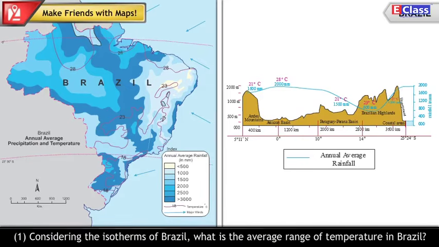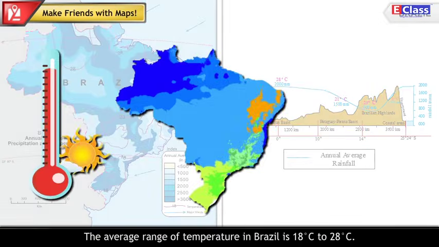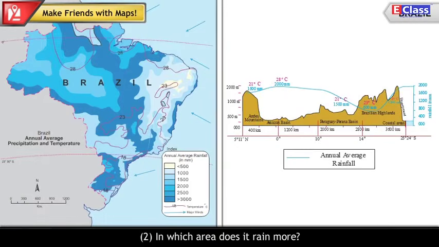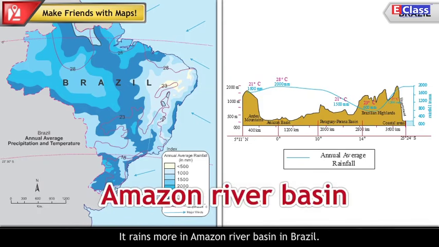Considering the isotherms of Brazil, what is the average range of temperature in Brazil? Answer. The average range of temperature in Brazil is 18 degrees Celsius to 28 degrees Celsius. In which area does it rain more? Answer. It rains more in Amazon River Basin in Brazil.